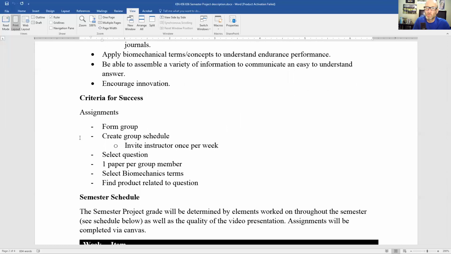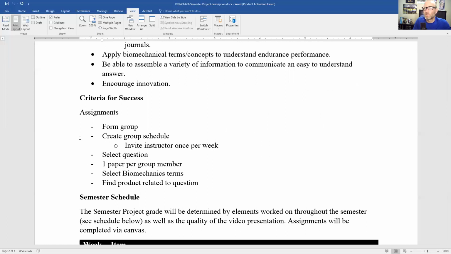So you're gonna form your group in week 1. You're gonna create a group schedule also in week 1. You're also going to invite me to a group meeting once a week. So I want to meet with your group at least once a week for the semester. So really 1, 2, 3, and 4, maybe even early part of 5 as we wrap up the semester.